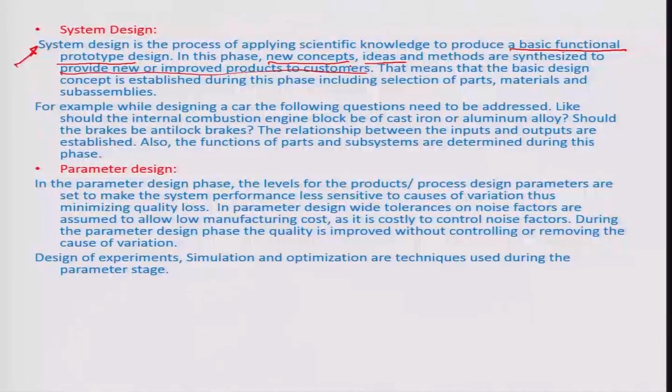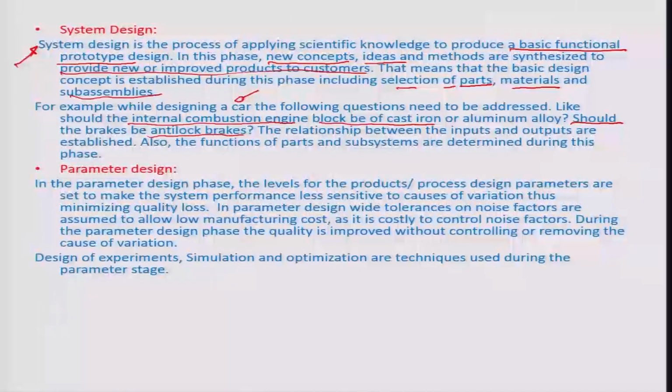This means that the basic design concept is established during this phase, including selection of the parts which are involved in the design or the materials or the sub-assemblies. Let us give a small example: you are designing a car and the following questions need to be addressed. Should the internal combustion engine block be made out of cast iron or aluminum alloy, depending on the weight requirements? Should the brakes be anti-lock type? That is another question that we need to address while doing the system level planning or designing.